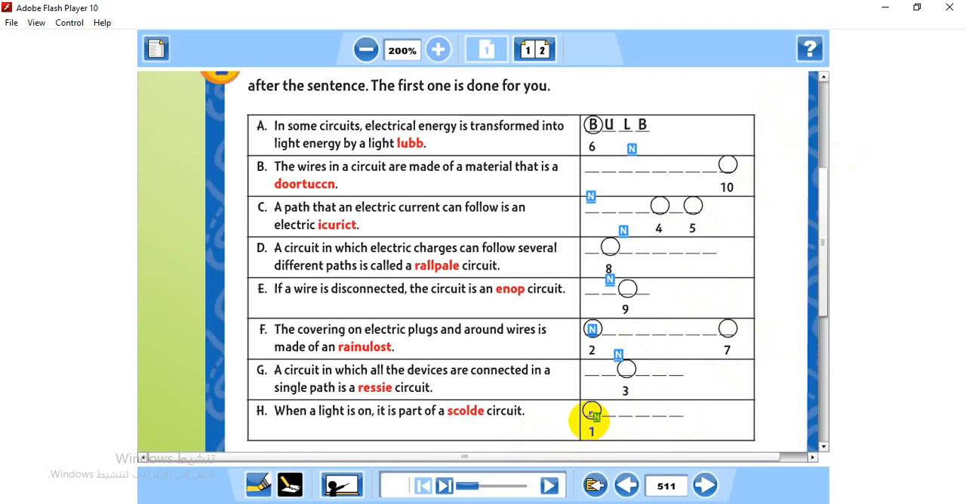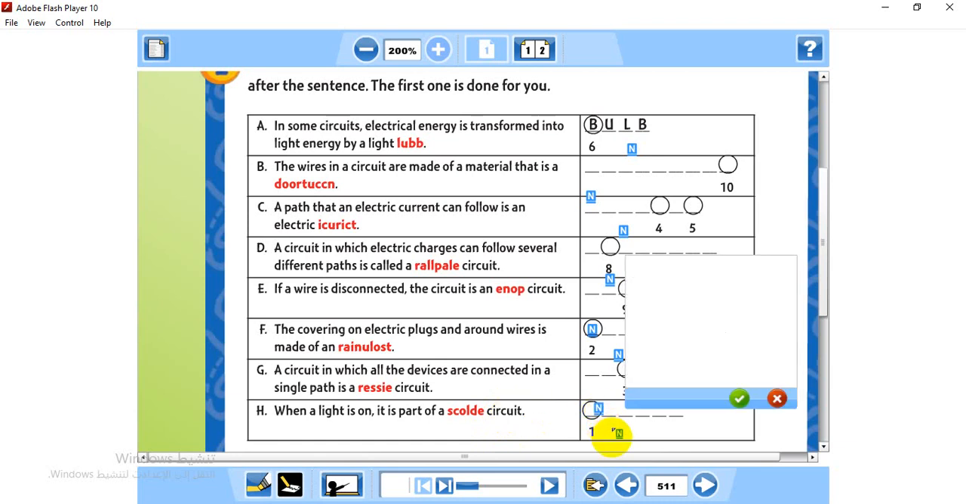The last one: when a light is on, it's part of a what circuit? What do we have to write here exactly, guys, if we need to reorder the letters? When the light is on in that circuit, this circuit is what exactly? Closed or open? Sure, it's closed. Okay, guys, so we have to write here closed.